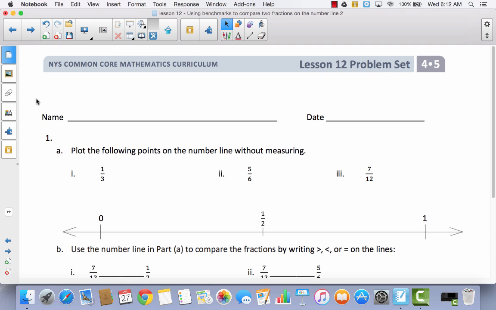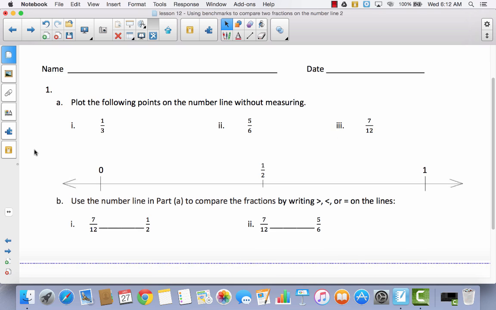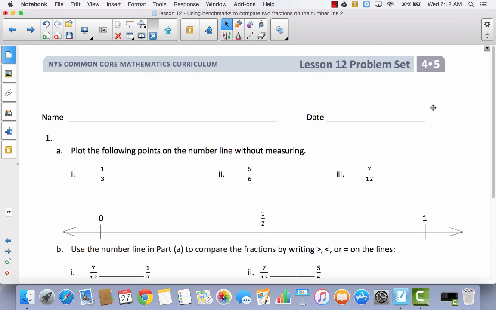All right, we're going to go ahead and get started on our problem set. I know we only used a couple of the number lines on our practice sheet, and that's okay. We've got plenty to do on our problem set today. So go ahead and write your name at the top, and let's get started.